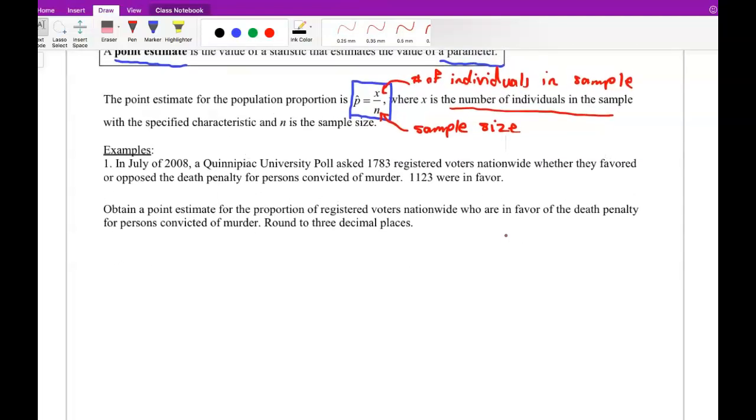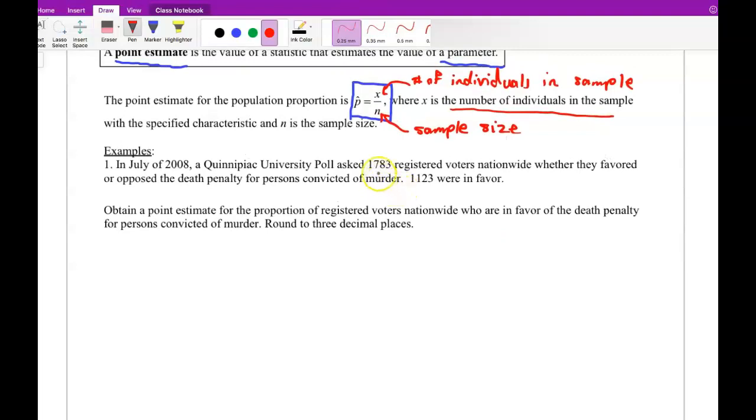Now example 1. In this example, we have 1,183 registered voters, and whether they favored or opposed the death penalty for a person convicted of murder. And here we have this number, 1,123 were in favor. So what that means is that I have n and x, and using these two we can find p hat, or the point estimate.